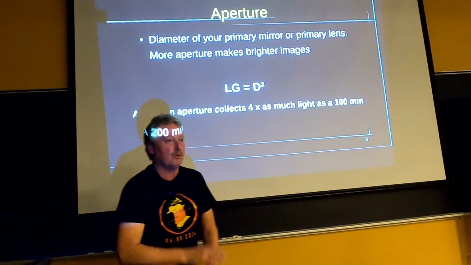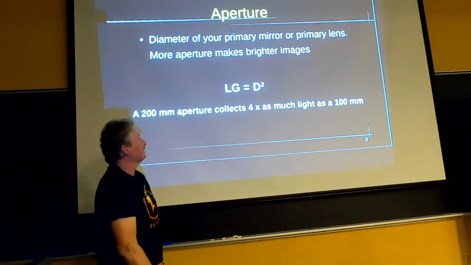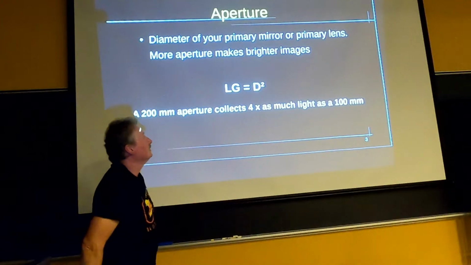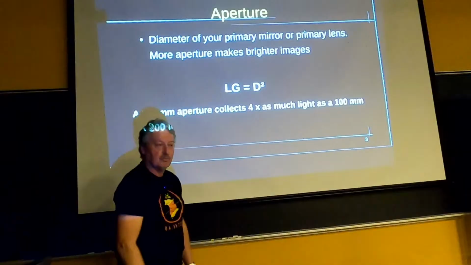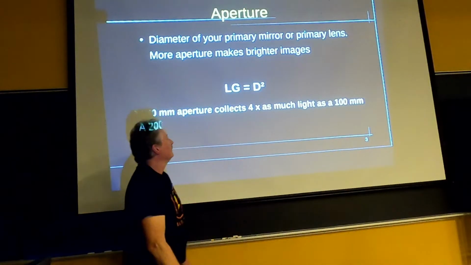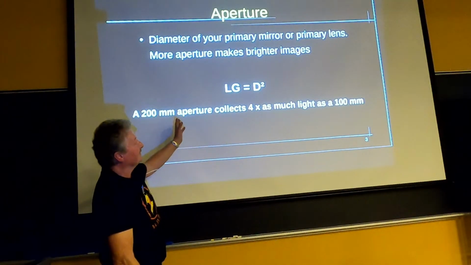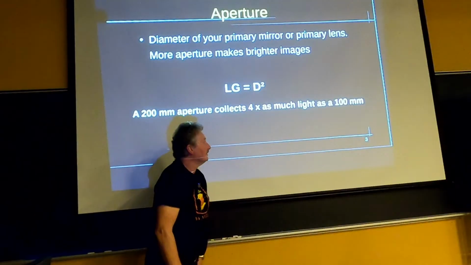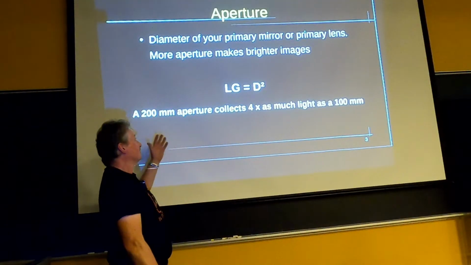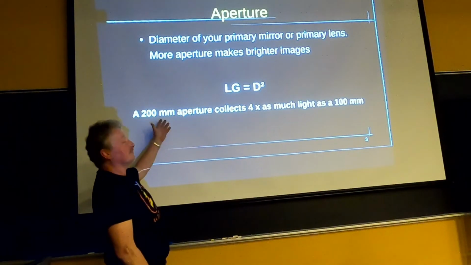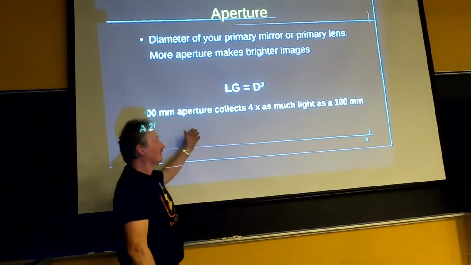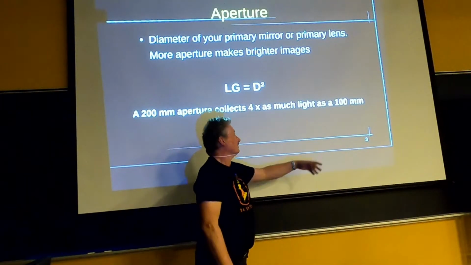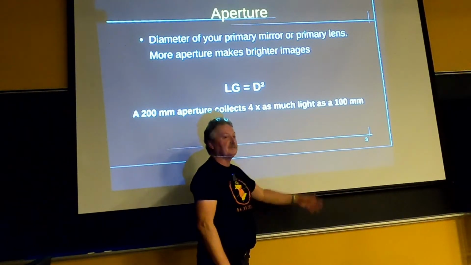So the most important number on your telescope is the aperture. More aperture means more light. And you can figure that out by taking the diameter squared. Using that formula, you can see that if we go from a 200 millimeter telescope down to a 100 millimeter telescope, we lose 4 times as much light.